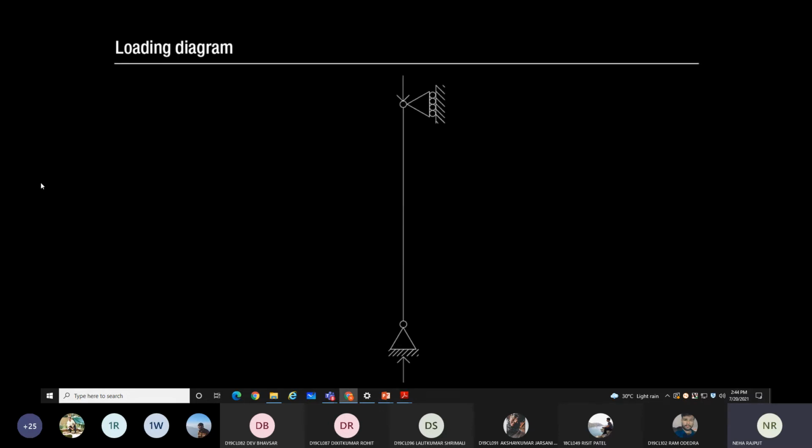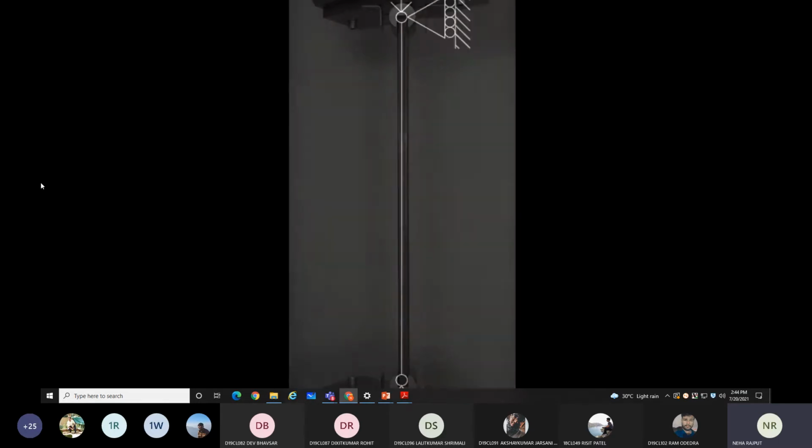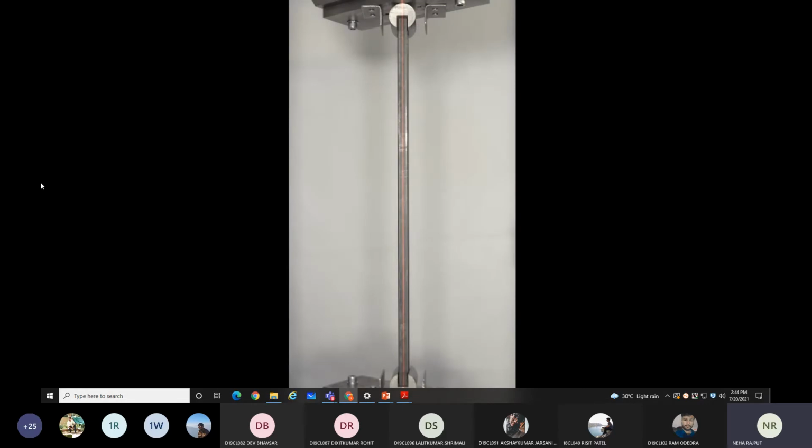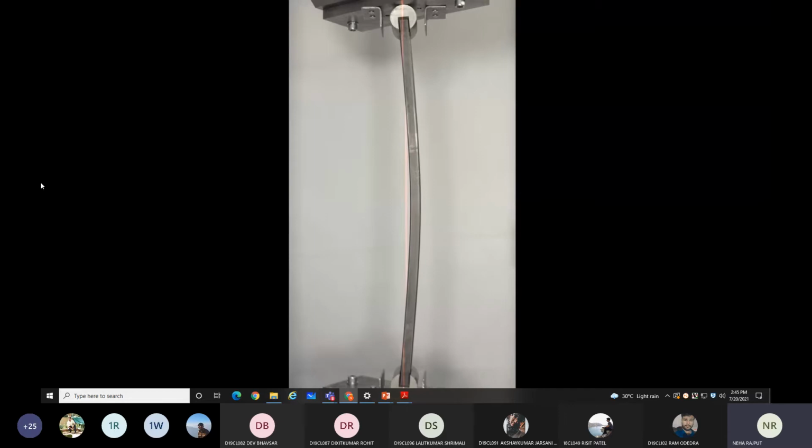The loading diagram shows a purely axial compressive force evenly applied to both ends of the specimen. The testing rig is now starting to apply a compressive force to the specimen. We can see the top end displacing and the column begins to deflect sideways as a result of structural instability, which is better known as buckling.